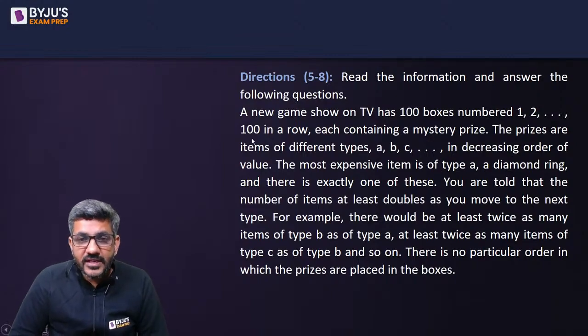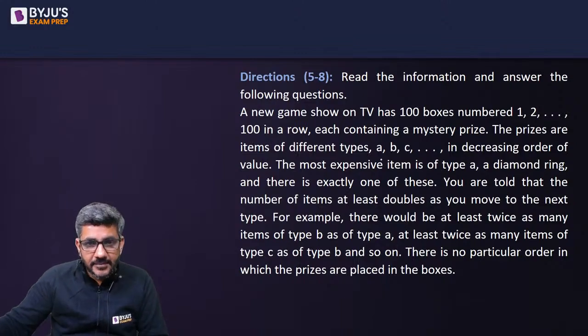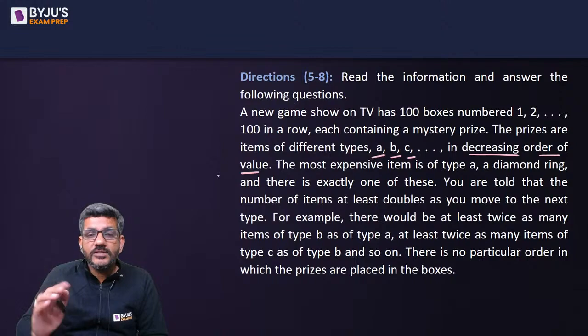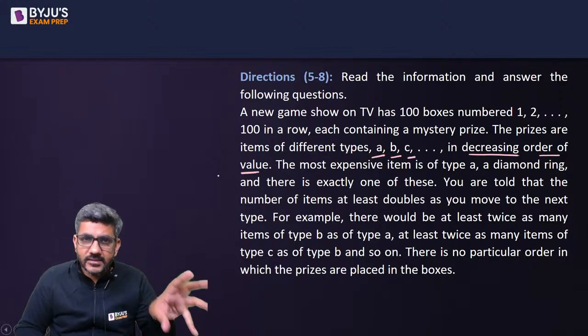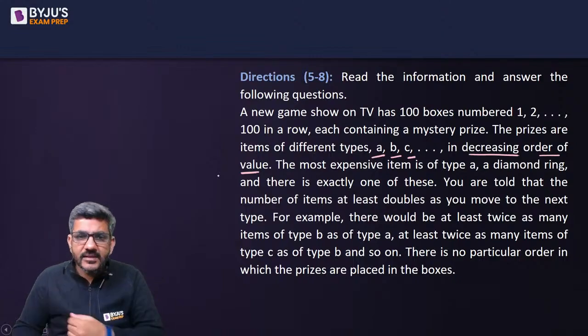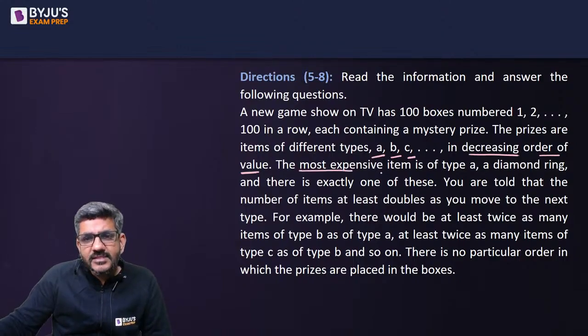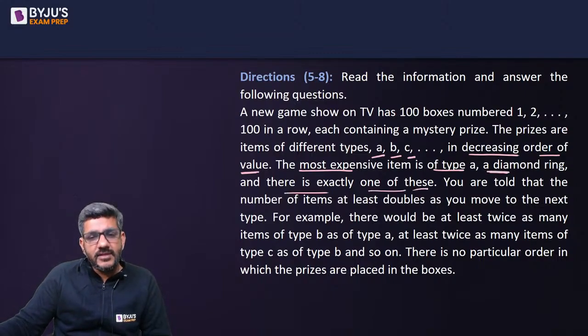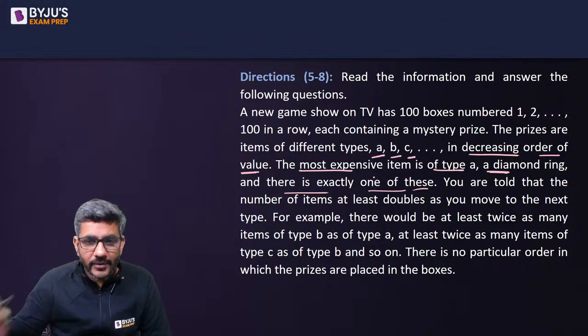A new game show on TV has 100 boxes numbered 1, 2, 3 up to 100, each containing a mystery prize. The prizes are items of different types, that is A, B, C, etc. These are types in decreasing order of value. So their values are decreasing. So value of type A is something, value of type B is less than that, value of type C is less than that, and so on and so forth. The most expensive item is of type A, a diamond ring, and there is exactly one of these. So type A is only one.